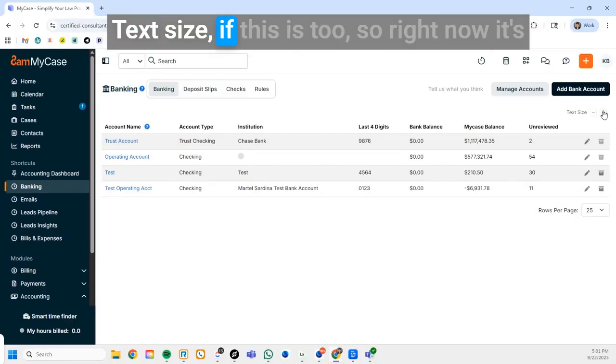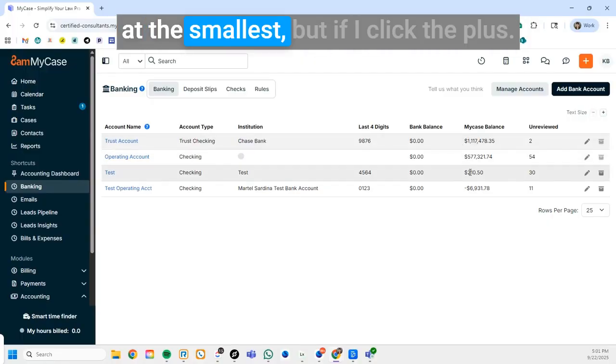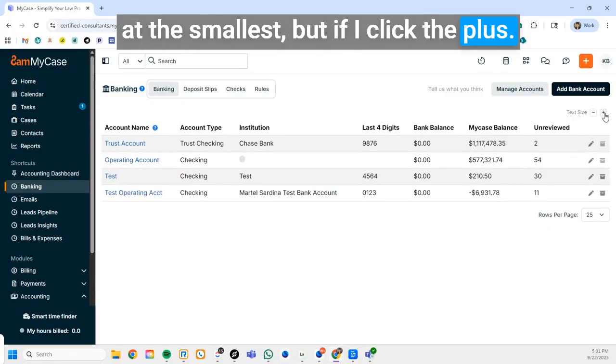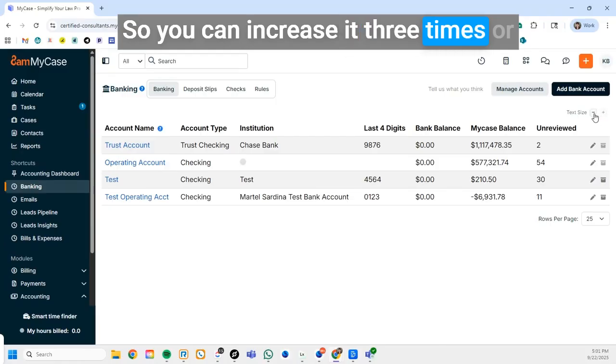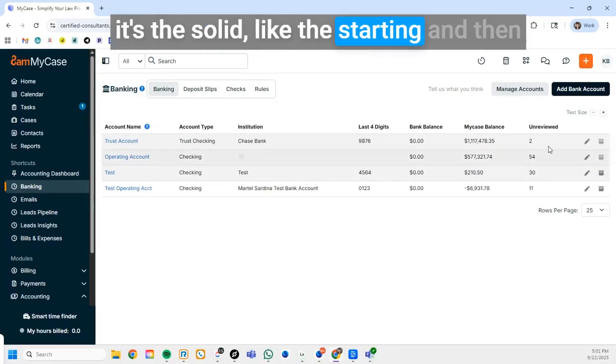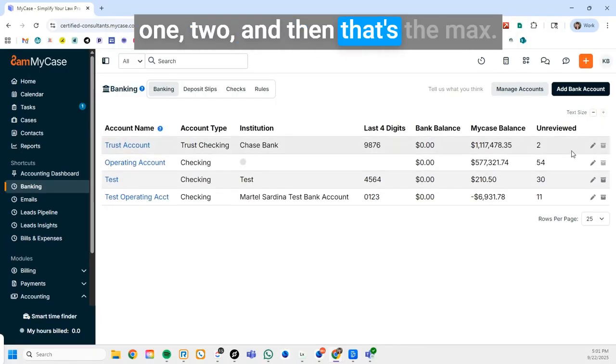Text size. Right now it's at the smallest, but if I click the plus, see how it gets bigger? So you can increase it 3 times. Or it's the solid, like the starting and then 1, 2, and then that's the max.